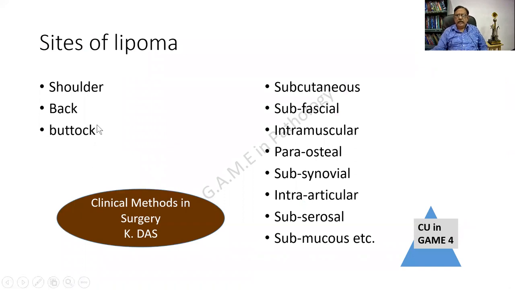And what are the sites of lipoma? This incidentally is a question in surgery. Commonly it is seen in the shoulder, back and the buttock. And what are the sites exactly where we can find a lipoma? It can be subcutaneous, subfascial, intramuscular, parosteal, subsynovial, intra-articular, subserosal, submucous, etc.